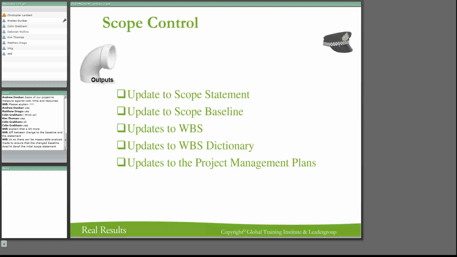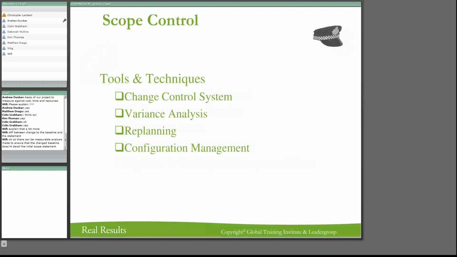Right. Updates to the work breakdown, updates to the dictionary. There's going to be a lot of updates to your work breakdown structure. There always will be in those changes. And there will be a lot of changes to your project dictionary. But it's also going to make sure that your project management plans get updated as well. That's your scope control. And that's the responsibility of your project manager.